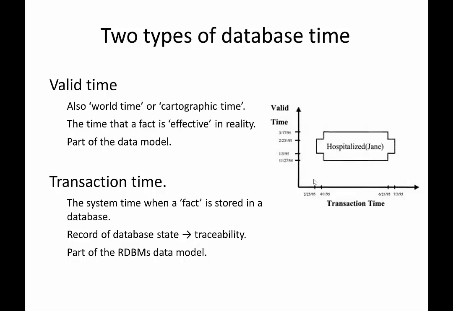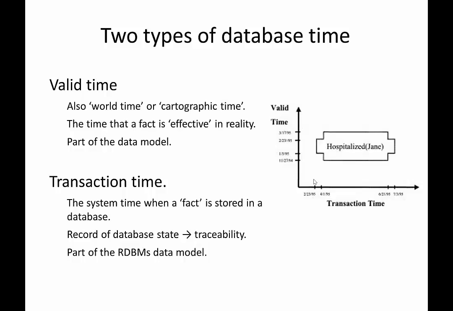Okay, now this is important. There are two types of database time. There is what we call valid time and what we call transaction time. So a valid time is also world time or cartographic time, and that is normal time, the time at which something happens in the world or is effective in reality. The time you got up this morning, the time you go to bed tonight, the time when you were born, absolute time. And that is inherently part of the data model because you're recording the date in a field, in a row, in a table. Yep.